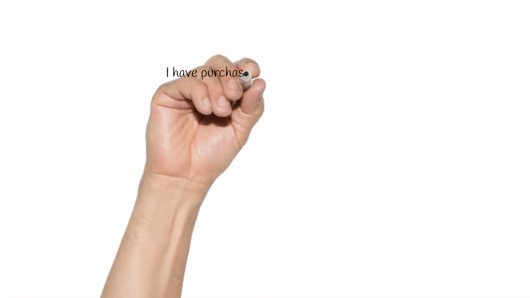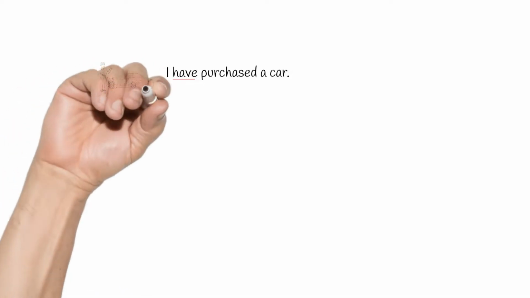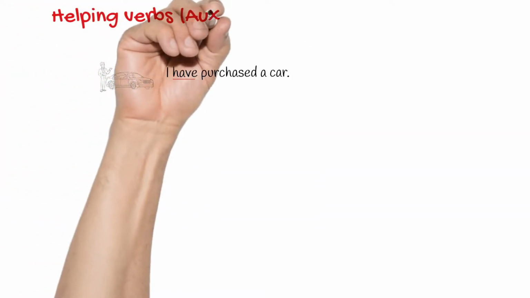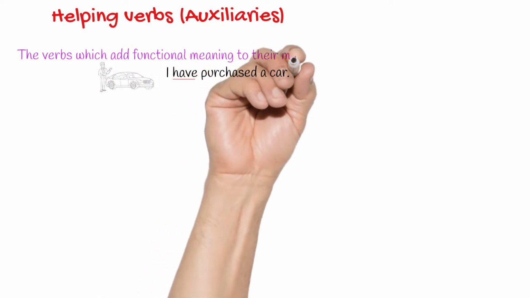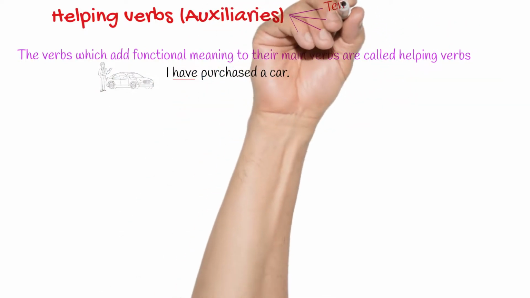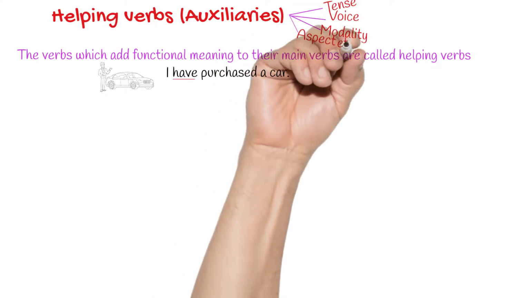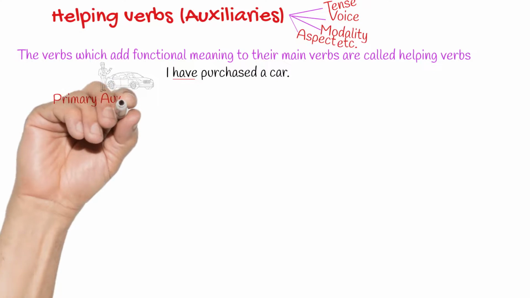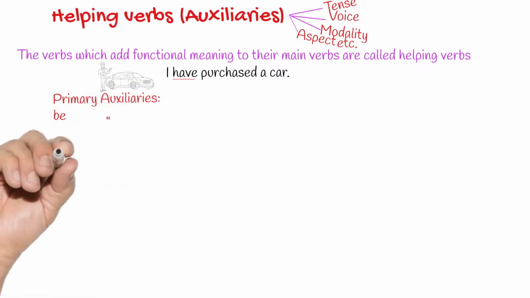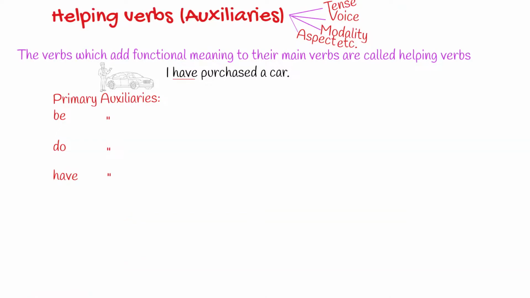In the example, I have purchased a car, we have seen that have is not the main verb. It is a helping verb. It adds functional meaning to the main verb. Here, functional means grammatical that may reveal tense, voice, modality, aspect, etc. Primary auxiliaries: be, do, and have are the primary auxiliaries.